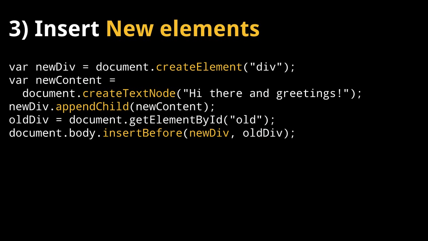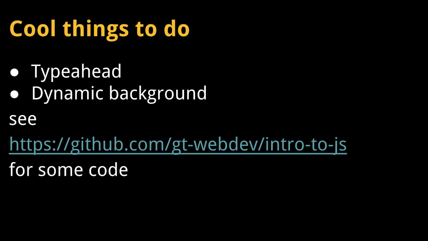We can also insert new elements. So if we wanted to create a div, we can create an element of the div, insert some text into it by creating a text node and appending the text node to the div. And then we can insert the new div ahead of the old div. That's the way we can dynamically generate HTML using the raw DOM library.